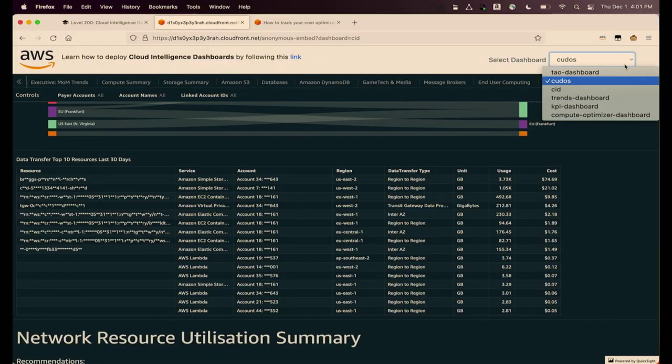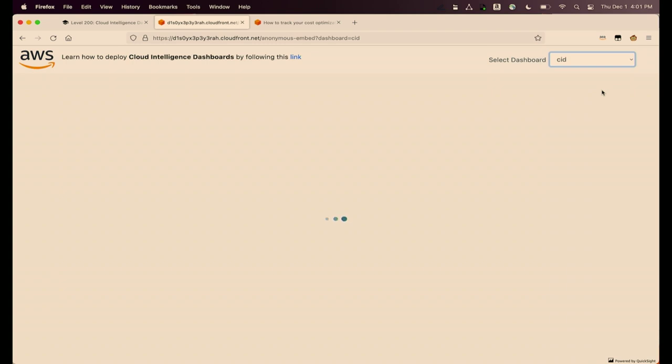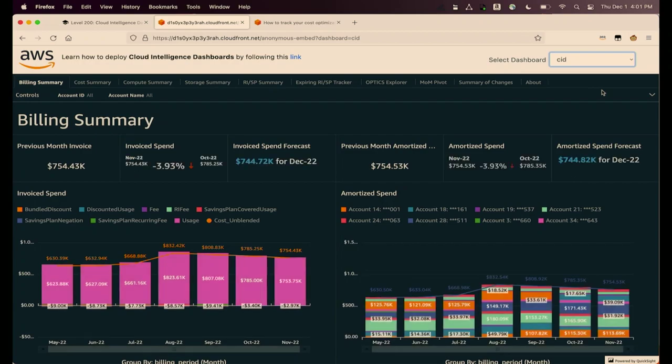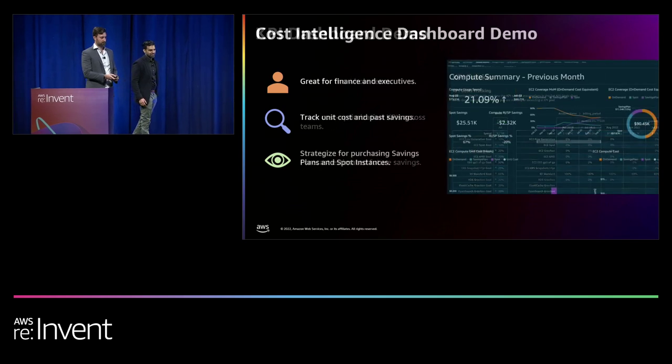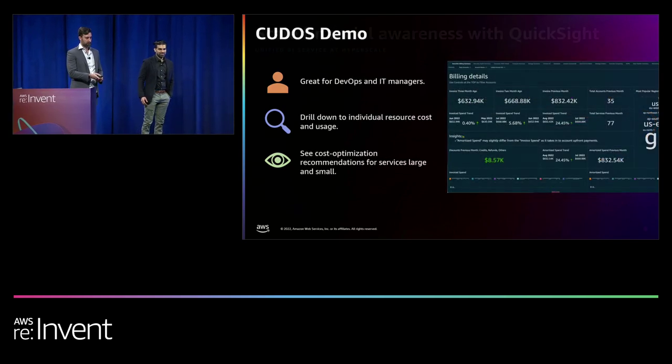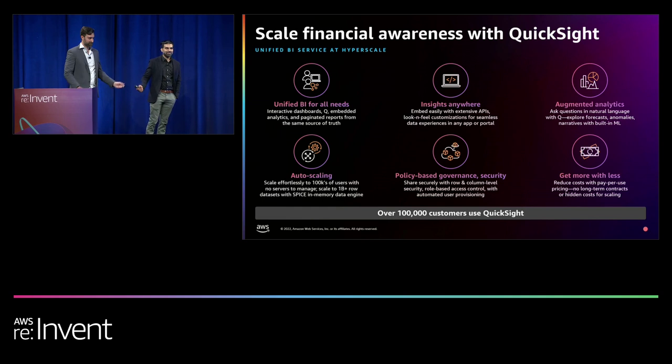So I didn't cover all of the dashboards today, just because of time. So we're gonna move on, but if you have any more questions about these dashboards, then just please let me know after the session here.